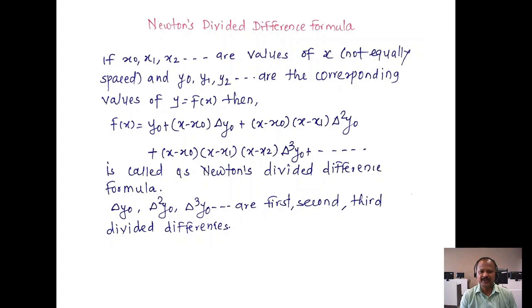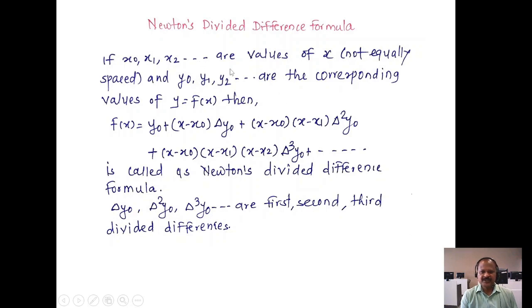y1, y2 up to yn are the corresponding values of y equal to f of x, then the formula for Newton's divided difference is: f of x is equal to y0 plus (x minus x0) into delta y0, plus (x minus x0) into (x minus x1) delta square y0, plus (x minus x0) into (x minus x1) into (x minus x2) into delta cube y0, plus so on. This is called Newton's divided difference formula, where delta y0, delta square y0 and delta cube y0 are the first, second, third divided differences.